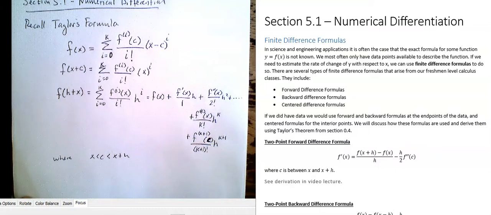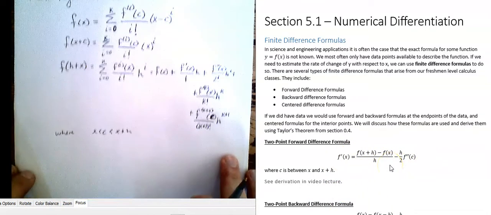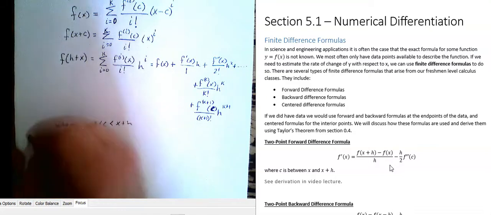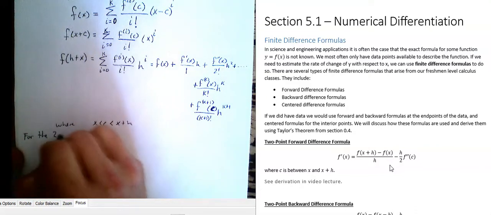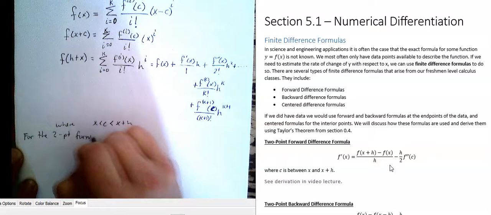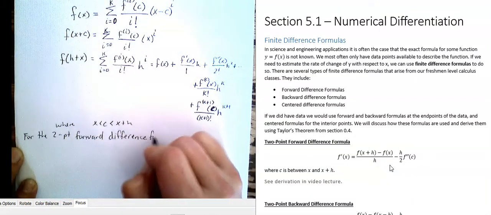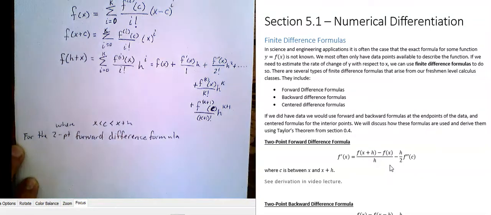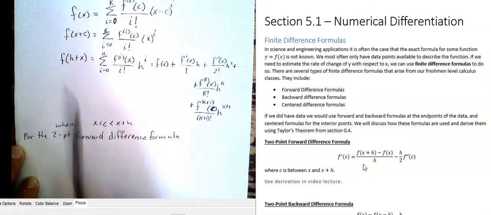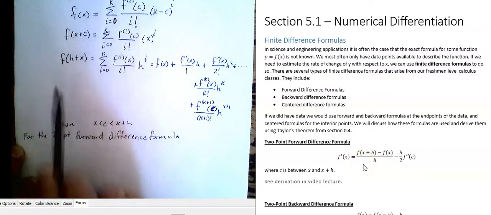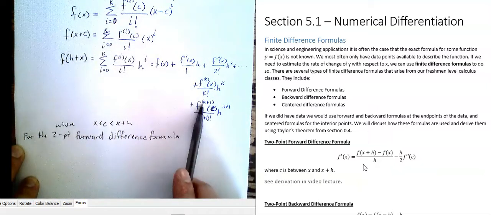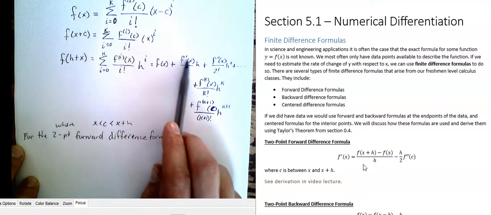So what we can do is generate the 2-point forward difference formula using this equation. So for the 2-point forward difference formula, we want to derive this formula here. What we're going to do is take our formula for f of h plus x, or x plus h, same thing, and we're going to try to solve it for f prime.